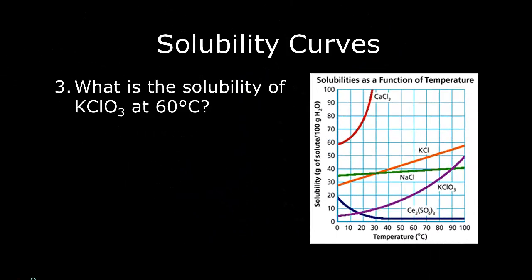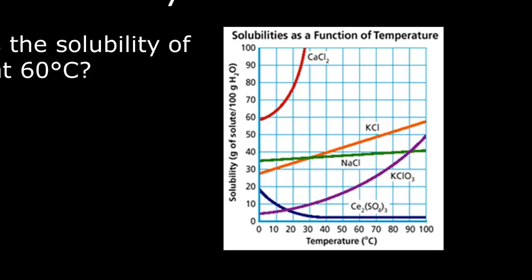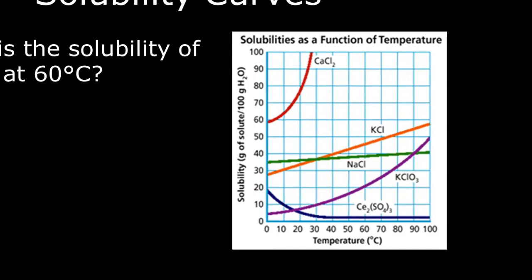Number 3. What is the solubility of potassium chlorate at 60 degrees C? So what we're going to do is we're going to go to 60 degrees C, and we're going to go up to the potassium chlorate line, and then we're going to move to the right to find out how many grams can dissolve in 100 grams of water at 60 degrees C. And it appears that 20 grams of potassium chlorate can dissolve in 100 grams of water at 60 degrees C.